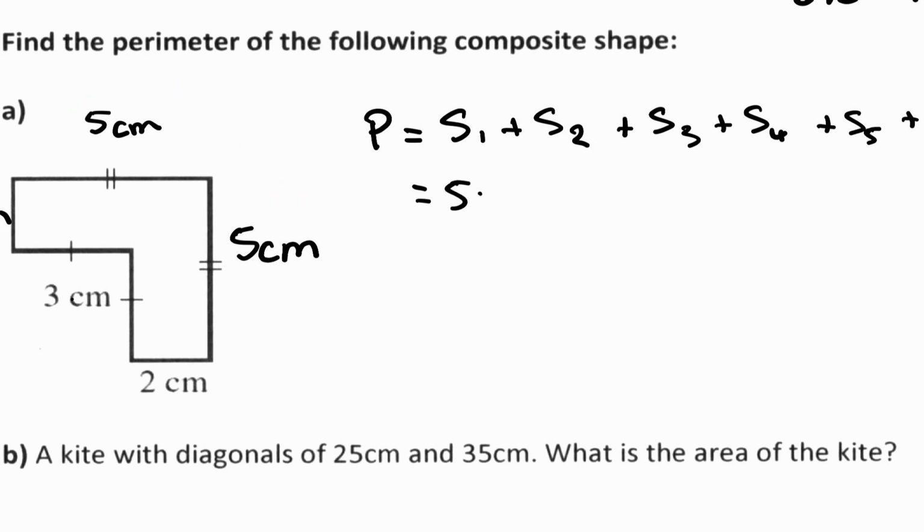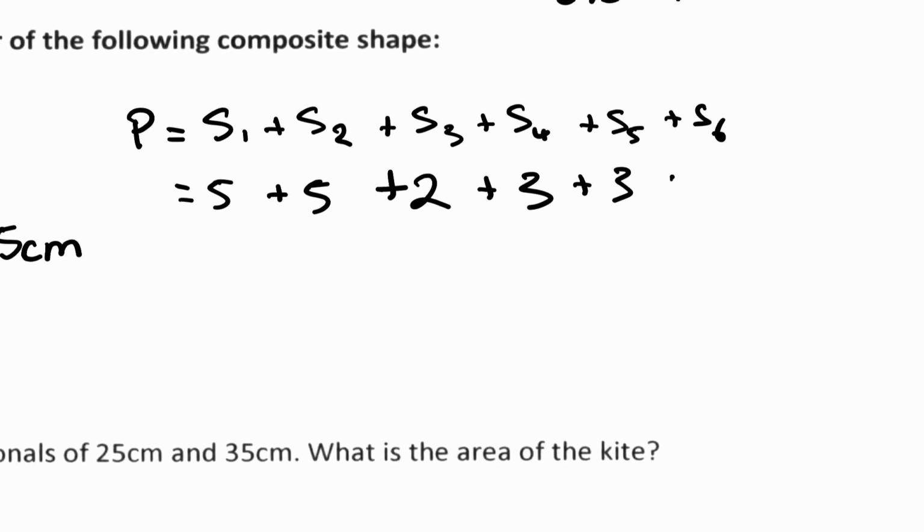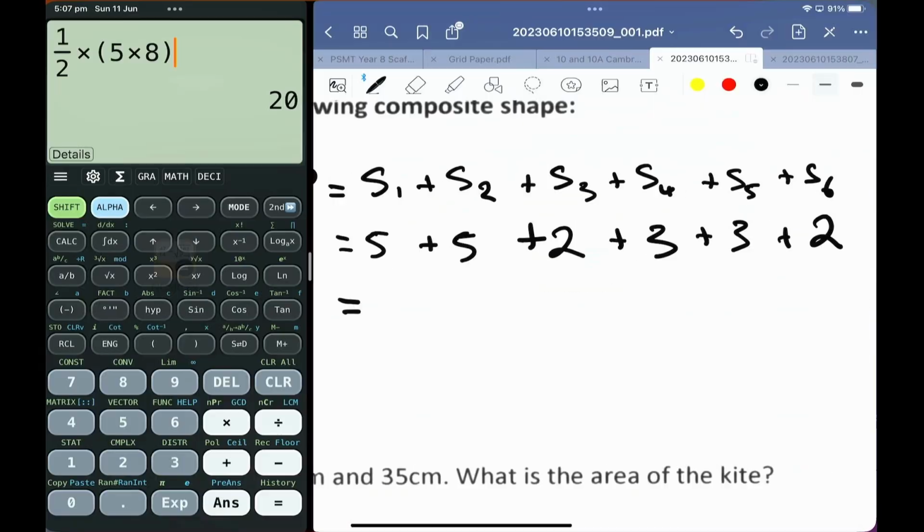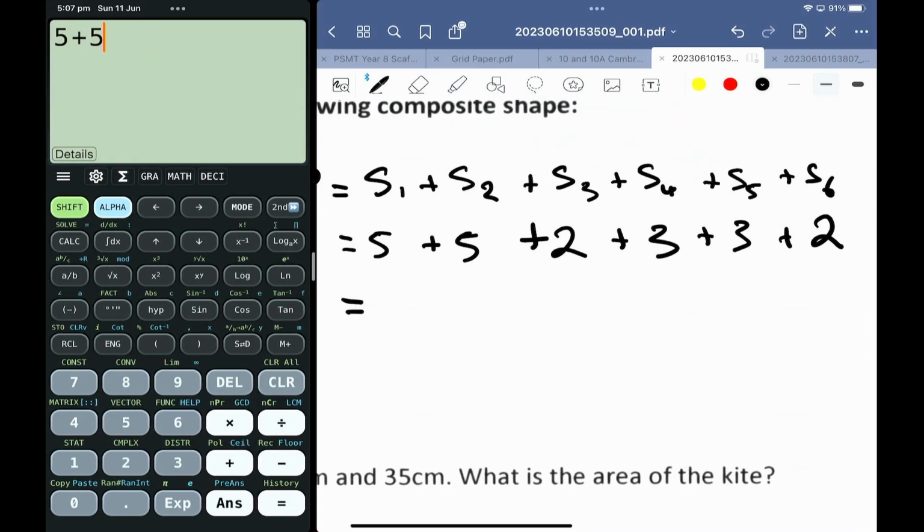So the first side is 5 centimeters. The next side is 5. The next side is here at the bottom. That's 2. Next side is 3. Next one is 3. And then the last one, that little short one on the left, which is 2. And we plug all that into a calculator. 5 plus 5 plus 2 plus 3 plus 3 plus 2 gives us a total length of 20.